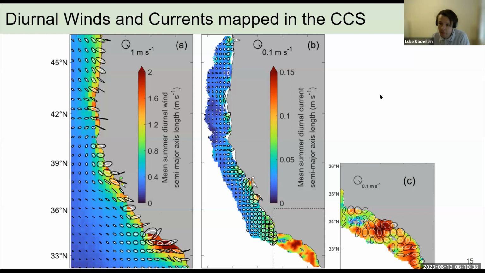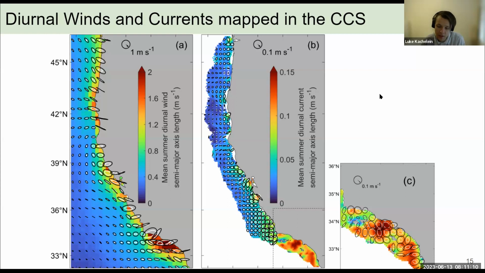And what we have at the left is the mean summer diurnal semi-major axis length in color, as well as those black ovals. And then the white ovals are winter, the same value at the same location. And what we see is there is seasonality in the winds, and actually you'll notice it in most locations. The black ellipse, rather not oval, the summer ellipse, is greater than the winter. Okay, so there's some seasonality going on.